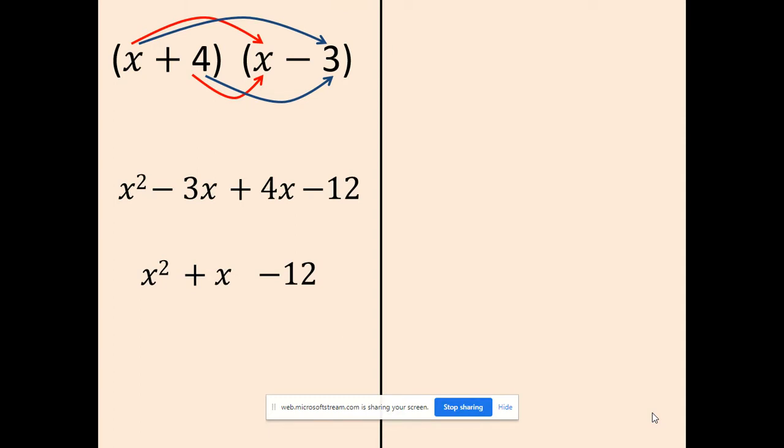So please just watch out for the negative signs, okay? When you're multiplying out the bracket and also when you're collecting like terms, just be a bit more careful. A lot of students do make silly mistakes with the negative signs.